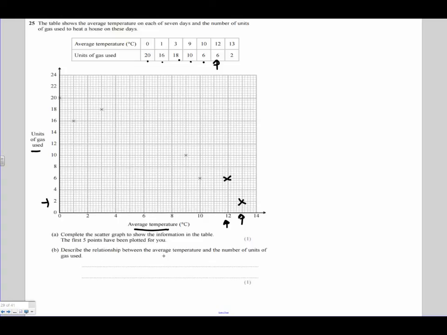Describe the relationship between the average temperature and the number of units of gas used. So what we're looking at is a scatter graph. So if we put in a line of best fit, we can see clearly that we have negative correlation.